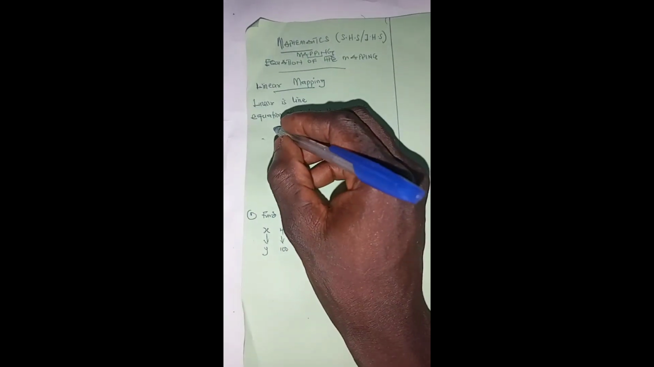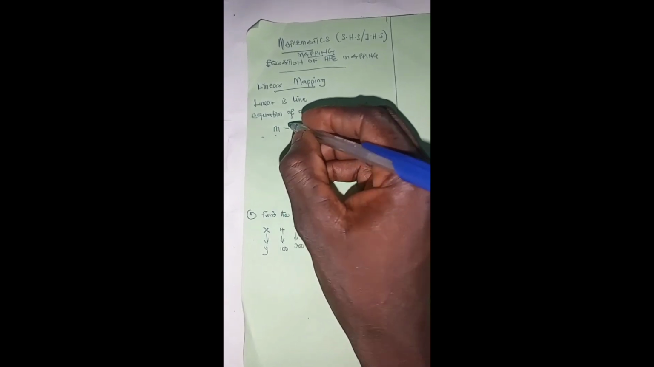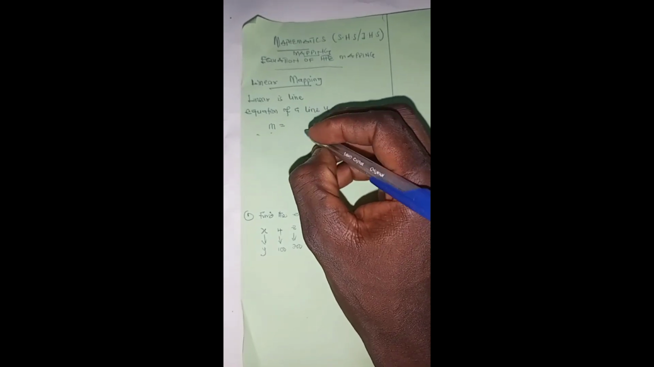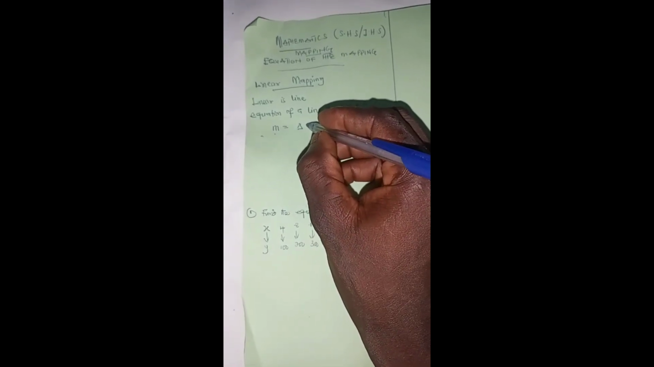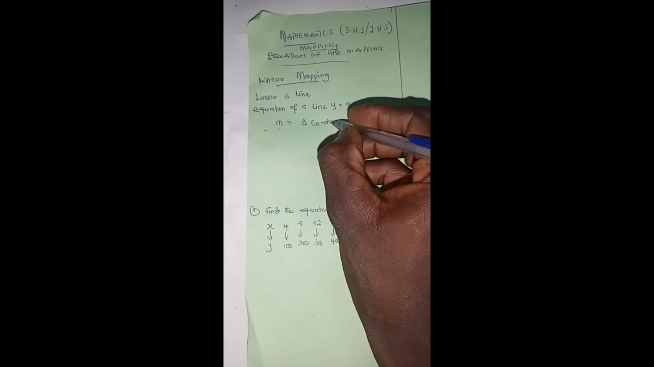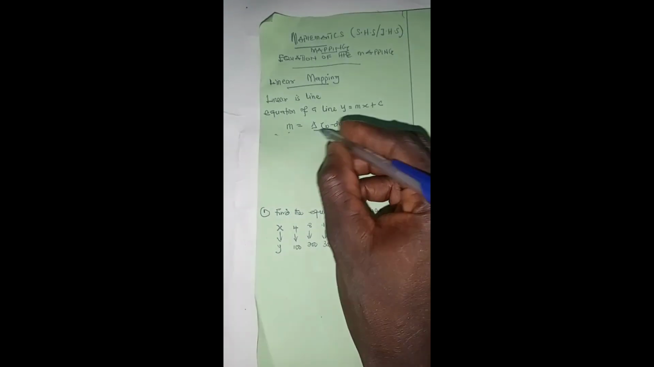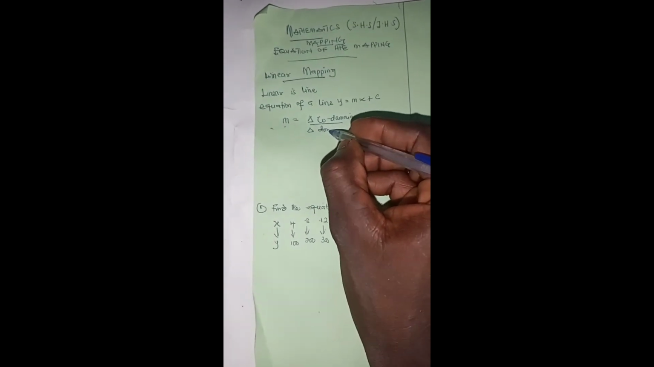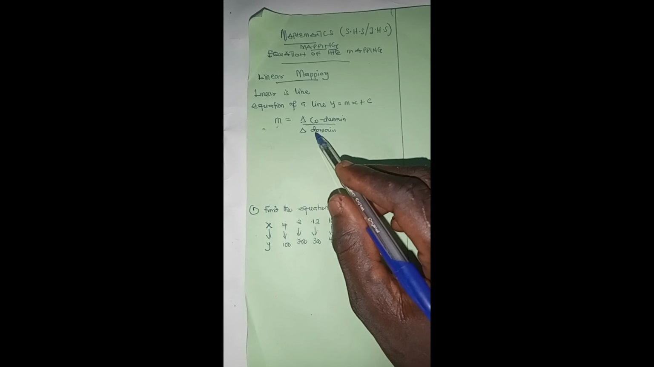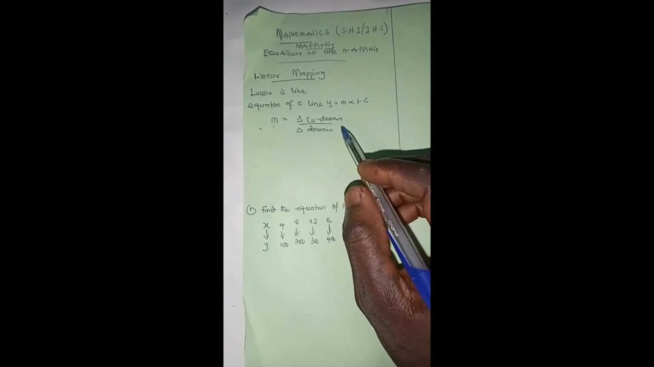And before that, when the mapping is linear, it means that the magnitude will be the change of the codomain over the change in the domain. And in that case, the change will be the difference between the various domains and then that of the codomains. And when the differences between the domains and the codomains are equal, it means it is a linear mapping. Now let's look at one example here.